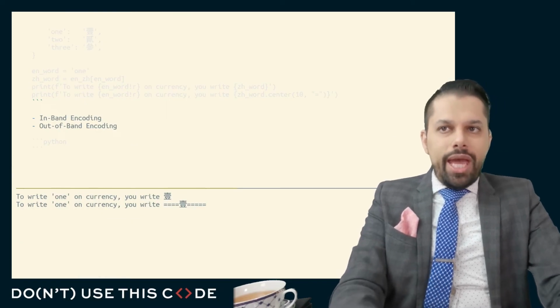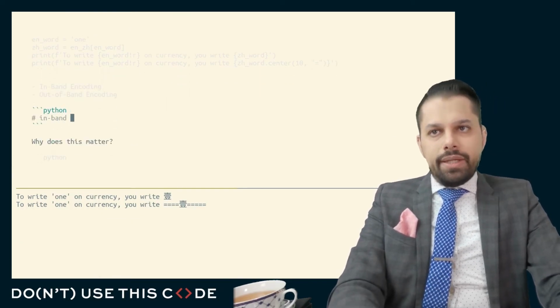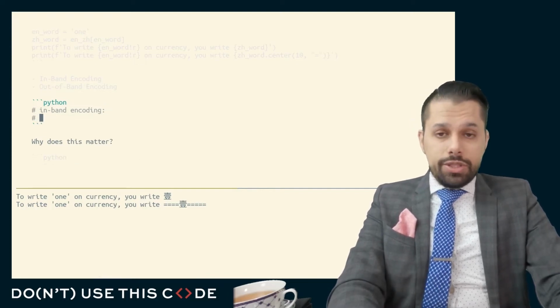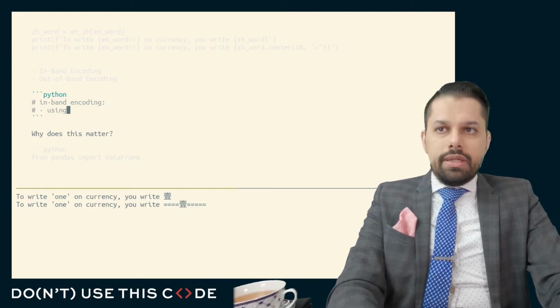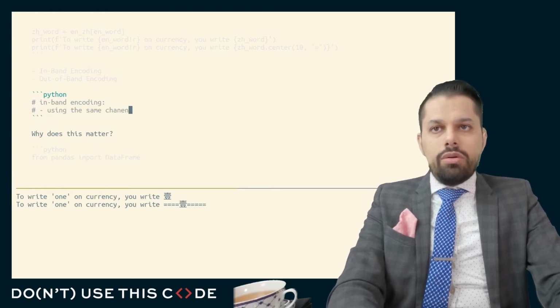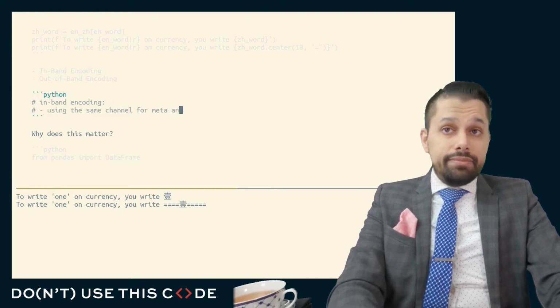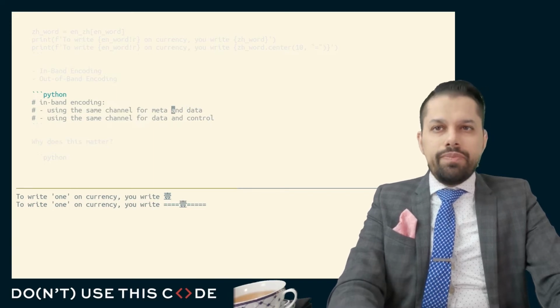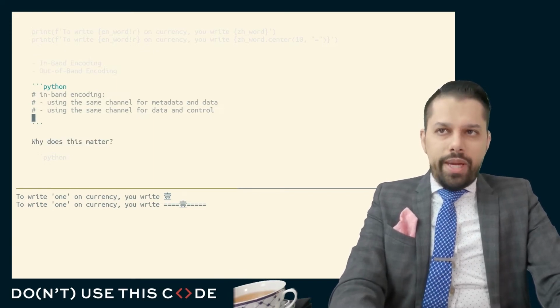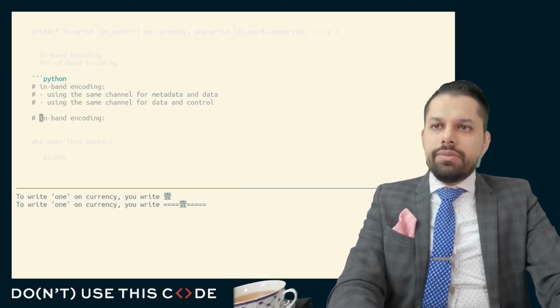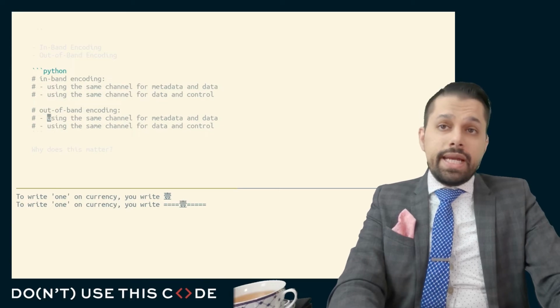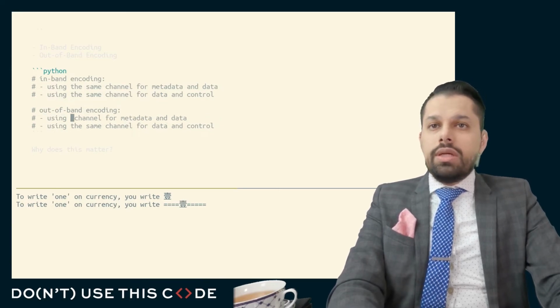Let's break down the vocabulary a little bit. When we talk about an in-band encoding, what we're talking about is 2 channels or multiple channels, and using the same channel for metadata and data, or using the same channel for data and control. That's usually what we mean. And so when we talk about an out-of-band encoding, what we're talking about is using different channels for metadata and data, or using different channels for data and control.